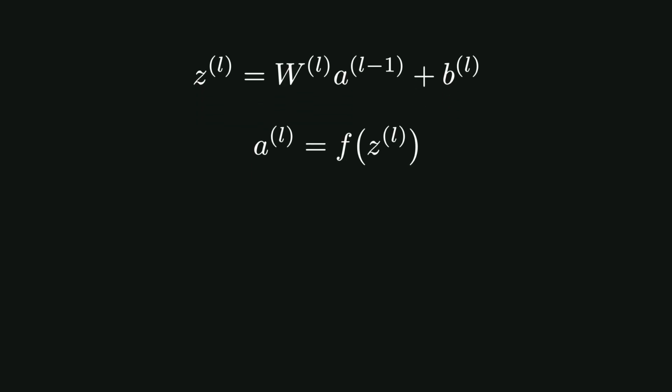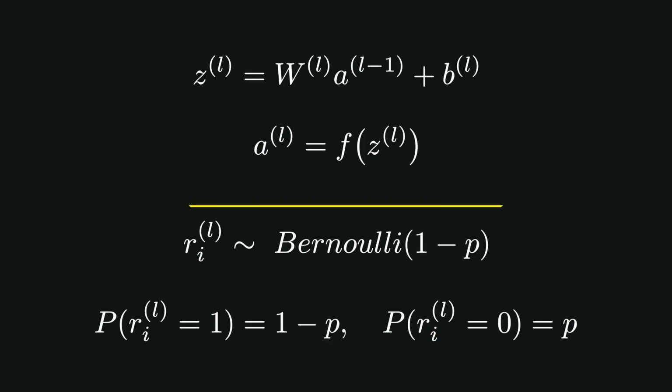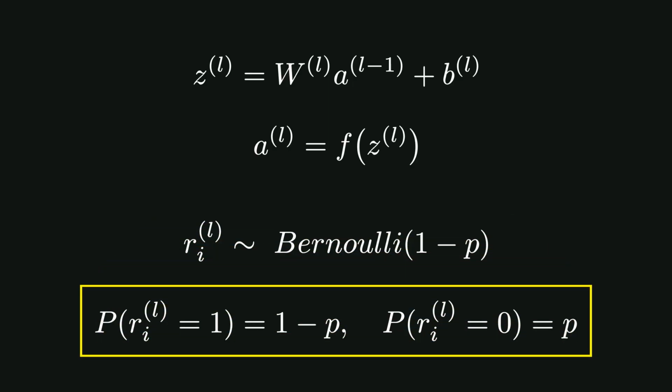Now, we introduce another variable, RL, for this layer. It's a Bernoulli random variable, and here the Bernoulli random variable equals 1 with probability 1 minus p and equals 0 with probability p.